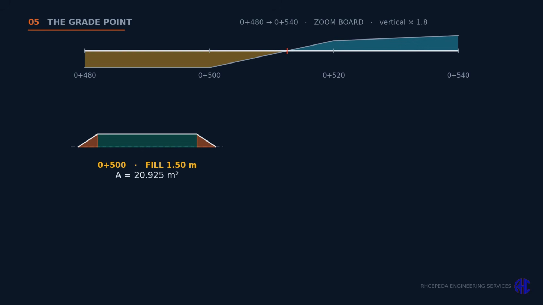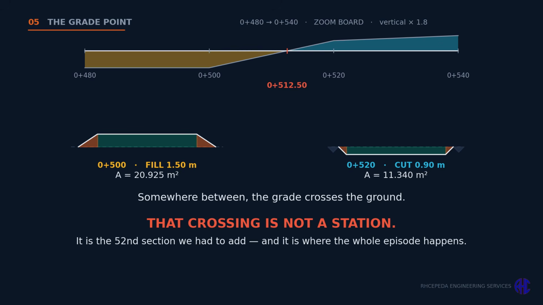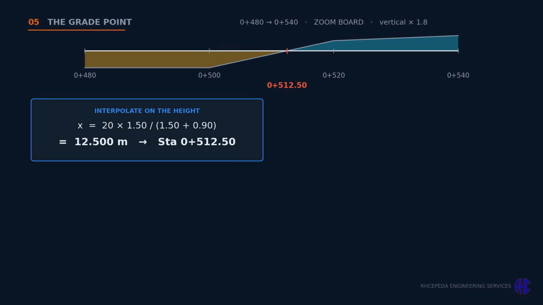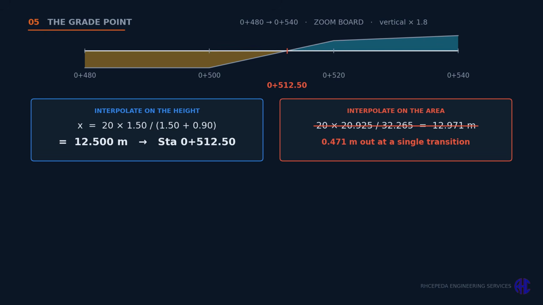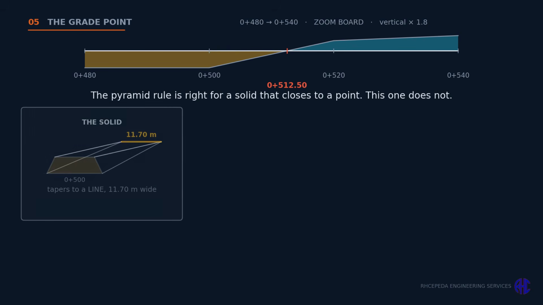Station 0 plus 500, fill, 1.5 meters. 520, cut, 0.9. Somewhere between, the grade crosses the ground. That crossing is not a station. It is the 52nd section we had to add. Find the crossing on the height, not the area, 512.5. Areas put you in the wrong place, only depth runs straight.